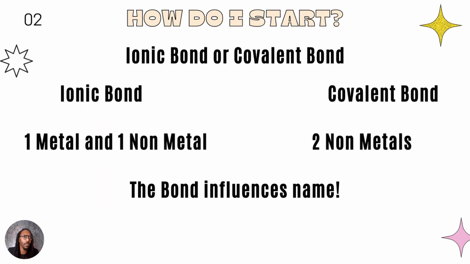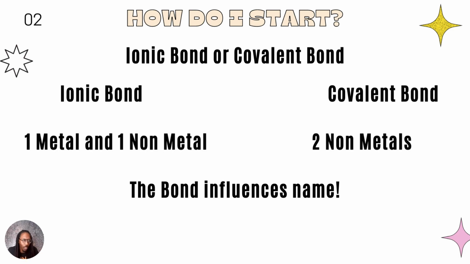When it comes to actually naming compounds, I always get the question: how do I even start to name a compound? Well, the first thing you need to do is figure out if this is an ionic bond or a covalent bond. That's essentially it. Depending on the type of bond, that's going to impact the type of compound you have.